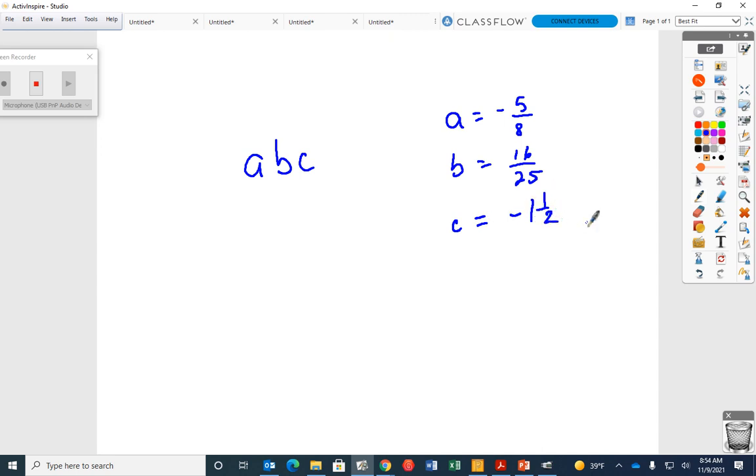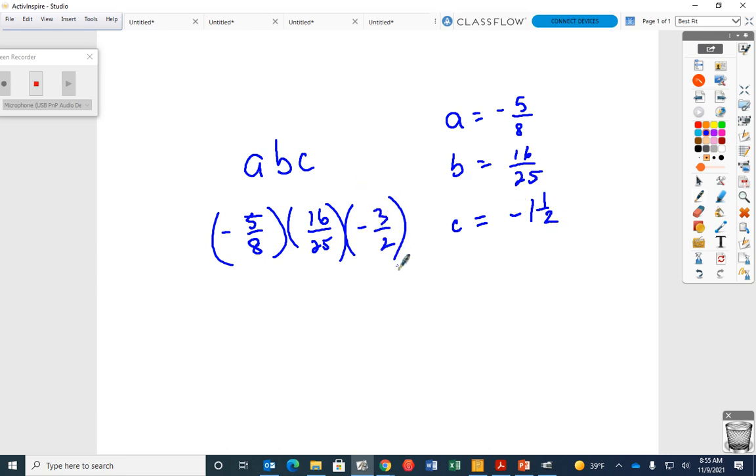Yes. So what I'm going to do, remember what that's called, rhymes with flubstitute? Substitute. I'm going to substitute. What am I going to replace A with? Negative 5/8. What is B going to be? 16 over 25. What is C going to be? Negative 1 and 1/2. But I'm going to rewrite that as an improper fraction, which would be what? 2 times 1 is 2 plus 1 is what? Negative 3 over 2.